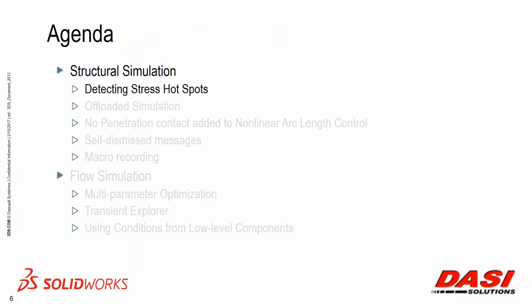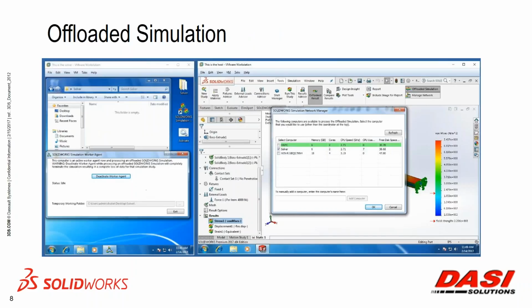So next what I'd like to do is take a look at another new tool, Offloaded Simulation. That's what we call it. What this tool does is it allows you to run simulation virtually over a network. So here I've set up two virtual machines to demonstrate this idea. On the right here I have what I'm going to call the host machine. This is the machine where I set up a simulation study, I apply the fixture, load and all that. And then when I click run, it's going to transfer that data over into this other machine.